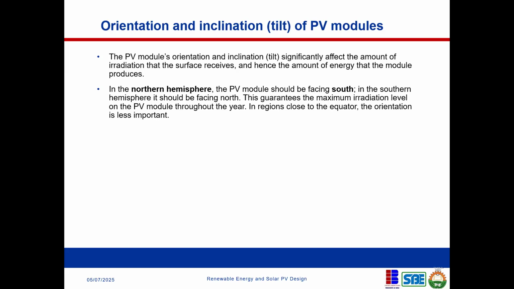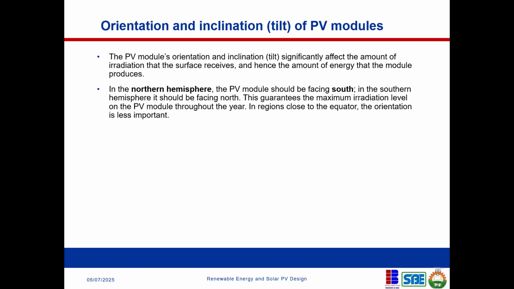Now, Nigeria is in the northern hemisphere. Remember, I told you that the entire world, one side is the northern hemisphere and the other side is the southern hemisphere. Nigeria is on the northern hemisphere, so PV modules should be facing south. That is how you're going to get the maximum power from the sun, as long as you're not using a tracker. Remember, we're not using a tracker, so it's a fixed installation you're doing.